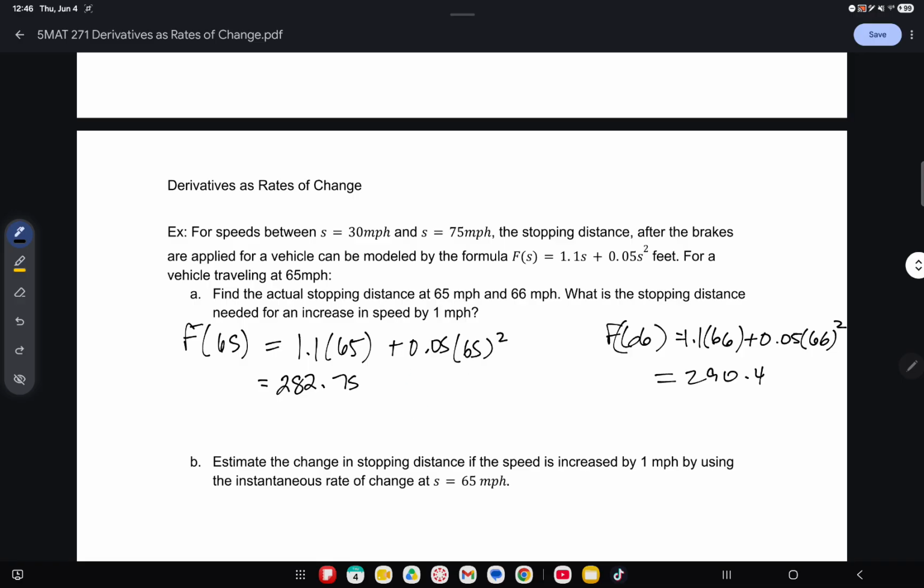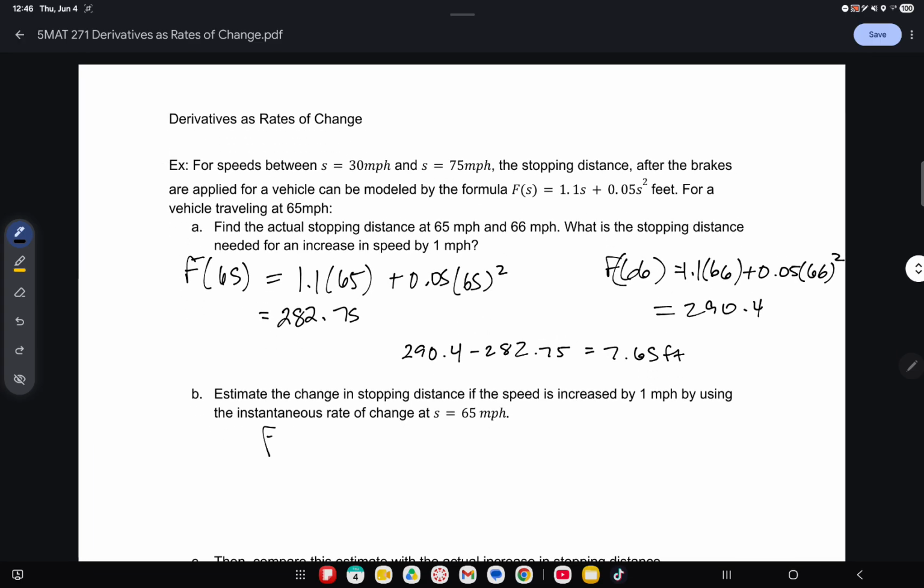So if we want the actual stopping distance needed for that change in 1 mile per hour, I can subtract these. So it's 290.4 minus 282.75 to give me 7.65 feet. Okay, estimate the change in stopping distance if the speed increased by 1 mile per hour by using the instantaneous rate of change at 65 miles per hour.